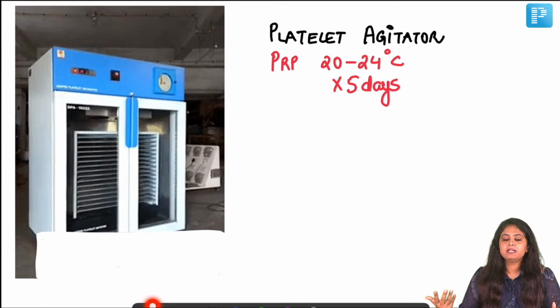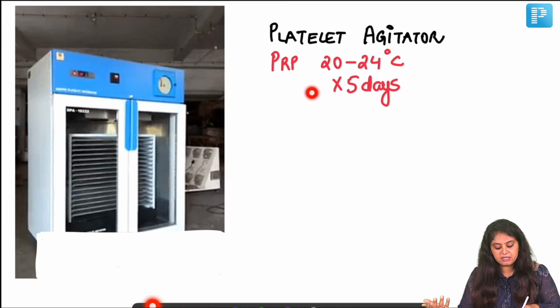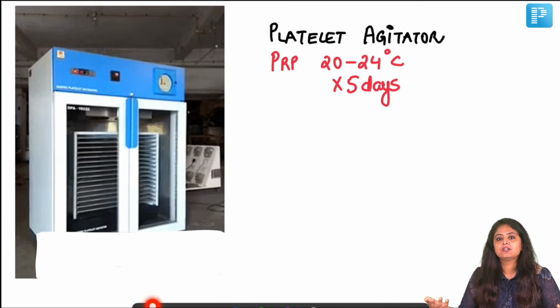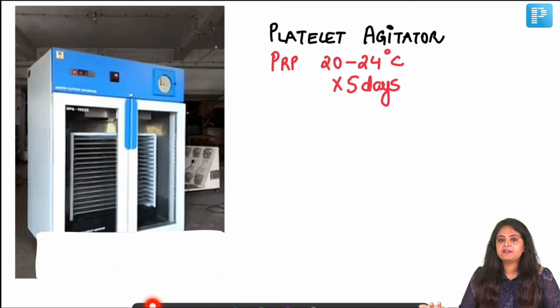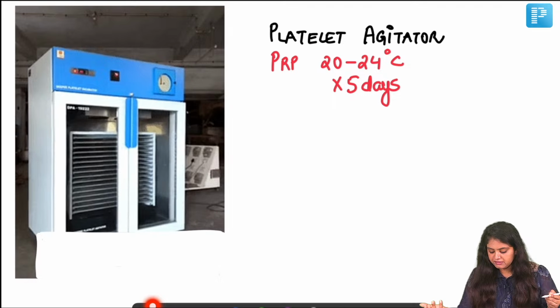Platelet agitator. At what temperature do you keep platelets? We keep it at one of the highest temperatures in the blood bank, 20 to 24 degrees. That is why the shelf life of platelets is only 5 days. So platelet rich plasma is done.